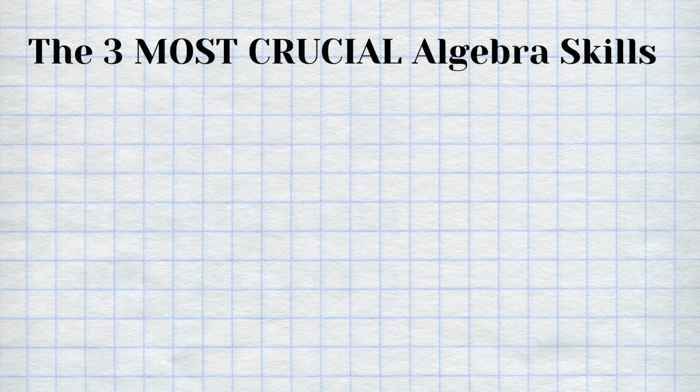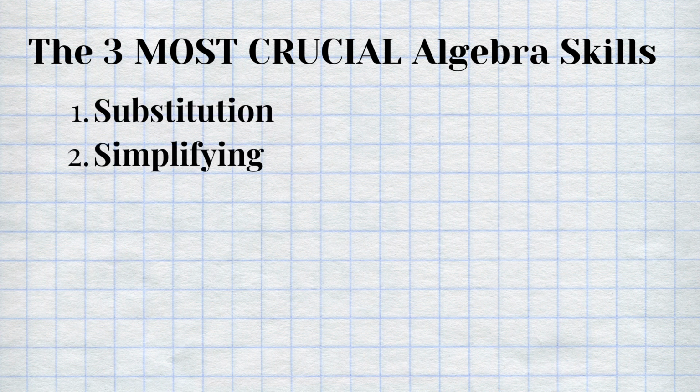So substitution is one of the three crucial algebra skills. There's three things you really need to know in order to be a strong algebra student, whether it's for the GED, the HiSET, or your college algebra classes. If you don't have a base of these three skills, you're going to be in trouble. Those three skills are substitution, simplifying, and solving. Those are three things you've really got to understand.